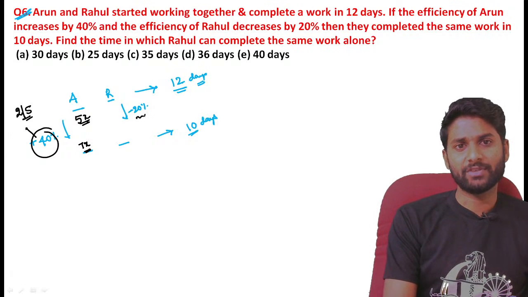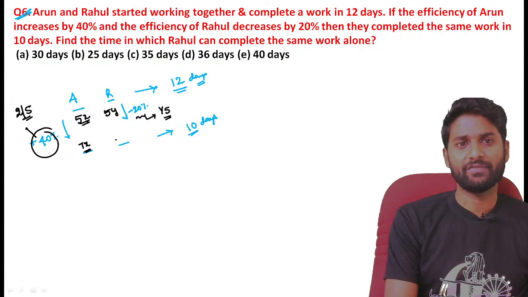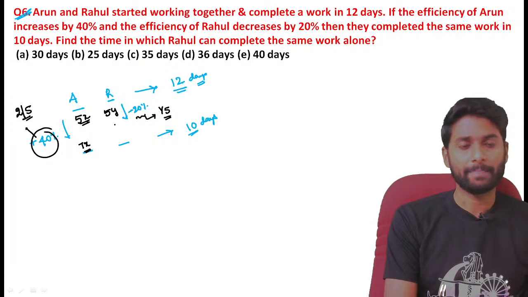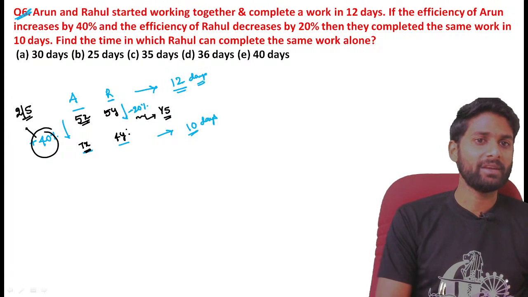Same thing, decreases by 20%. 20% means the value becomes 1 by 5. You just consider it as a different variable. So initially 5y units. Units means they are performing efficiency. Efficiency means per day work. Now it decreases by 1, which means now they are performing 4y.